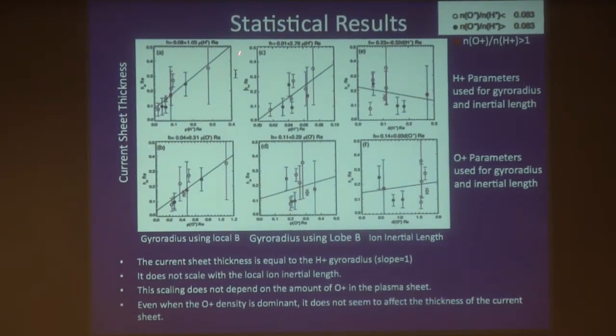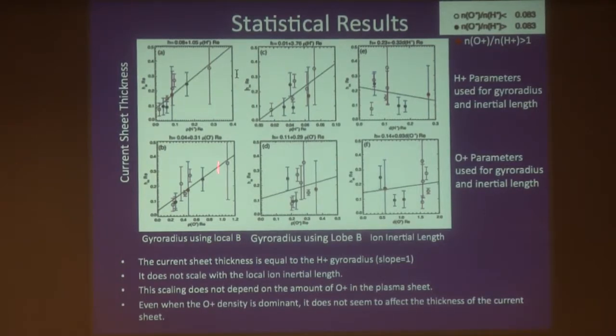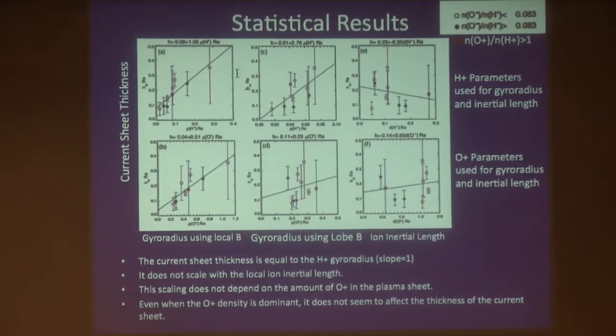And what we find is that basically the current sheet thickness is equal to the proton gyro radius. So the slope, I know you can't read it up here, but actually the slope is 1. The current sheet thickness is equal to the proton gyro radius. You could also say that it scales with the oxygen gyro radius, but of course those two things scale with each other, and this is the one with the slope of 1, and it's not scaling with the inertial length as measured locally.